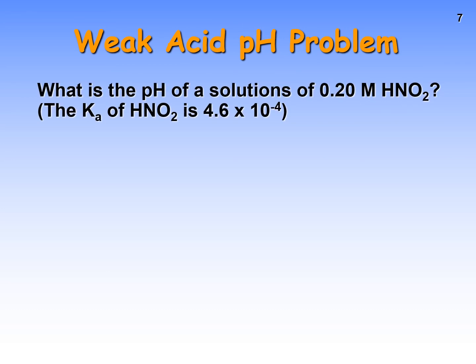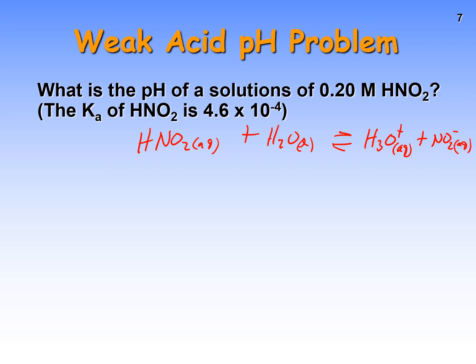What is the pH of a solution of 0.2 molar HNO2? The Ka of HNO2 is 4.6 times 10 to the negative 4. So first things first, I'm going to write out my equilibrium here. I have HNO2 reacting with water, and that goes to H3O plus, aqueous, and NO2 minus, also aqueous. Now I need to write out an ICE table. Again, water is a pure liquid, so we don't care about it here.